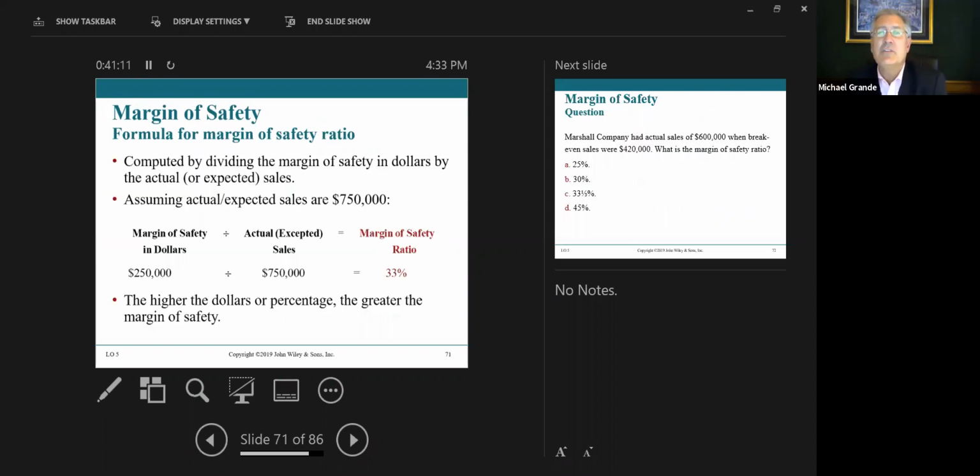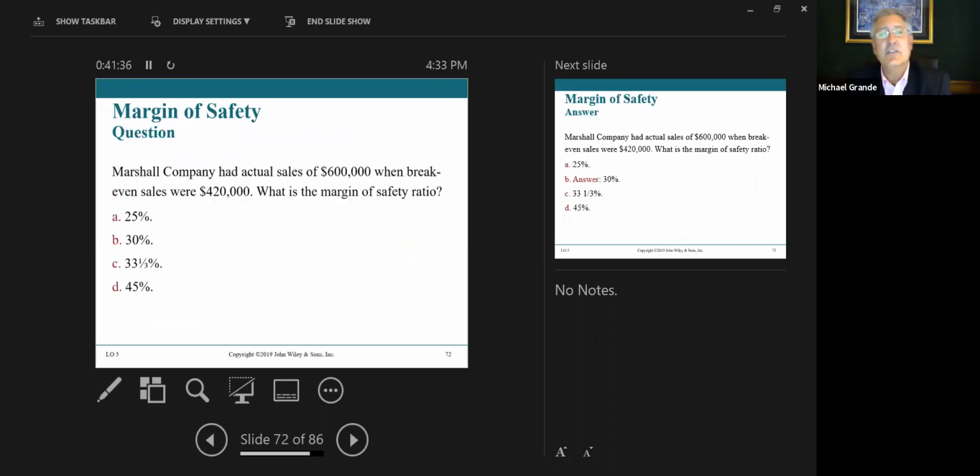Well, what about the margin of safety as a percentage? Computed by dividing the margin of safety in dollars by the actual sales. So you get the margin of safety, which we just calculated to be $250,000. The actual sales was $750,000. We got a 33% margin of safety.